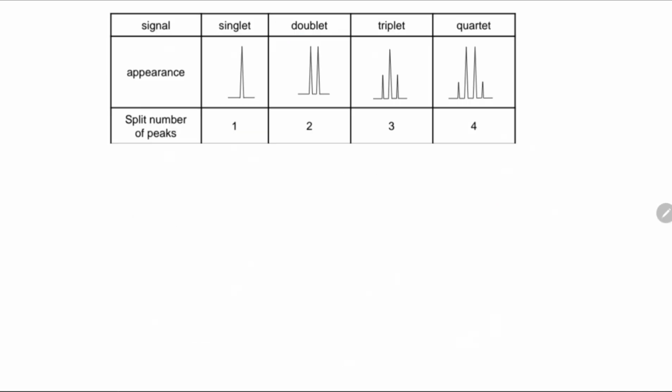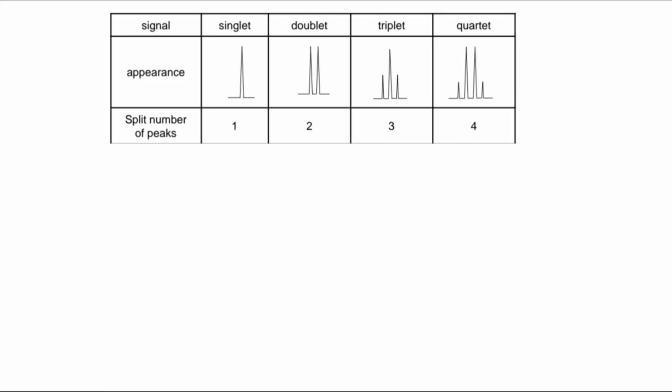Okay, so now I'm going to introduce the splitting patterns. This is what they look like. Here's our singlet, our doublet, triplet, and a quartet. By its names, it's kind of obvious. Singlet, single, 1 peak only. A doublet, double, there's 2 peaks. Triplet, triple, 3 peaks. Quartet, quarter, 4 peaks, okay?